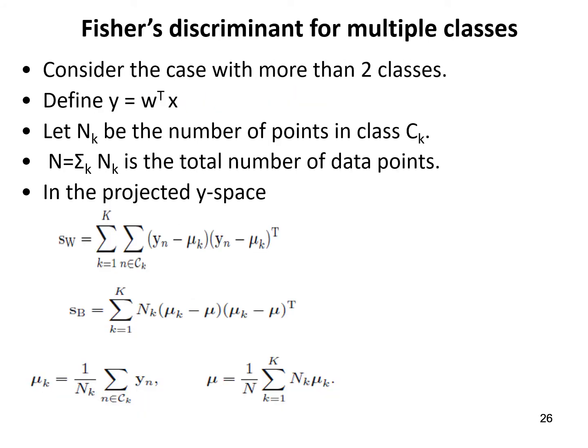Now consider the case with more than two classes. We can define y as w transpose x as before. Let nk be the number of points in class Ck. Then n equal to summation nk is the total number of data points. In the projected space, we can define the within class variance and the between class variance as before. Here the summation is over k classes, and mu k is the mean of the kth class in the projected space and mu is the overall mean in the projected space.